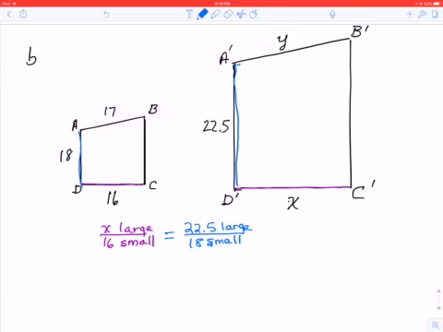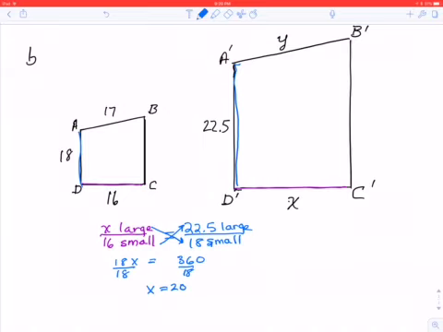And then I'll cross multiply. X times 18, it's 18x equals 16 times the 22.5. That's 360. Then I'll divide by 18, and I get x equals 20.